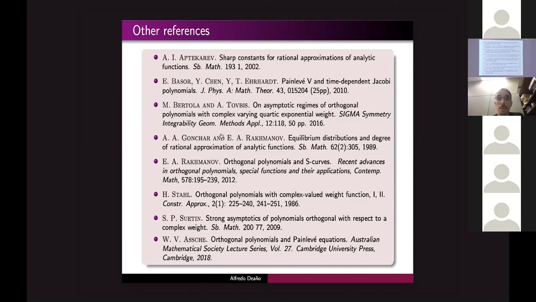And of course, all the methodology that I didn't say much about, the asymptotics of orthogonal polynomials and the potential theory and S-curves that Arno mentioned before, is based on the work of Gonchar, Rakhmanov, Stahl, and others. And of course, the connection with Painlevé is known in many different papers. There's a good collection of examples and analysis in the book of Walter Van Assche too.